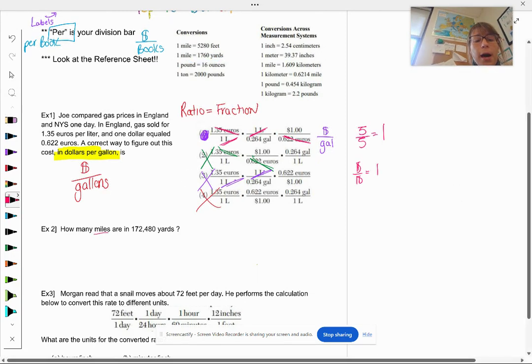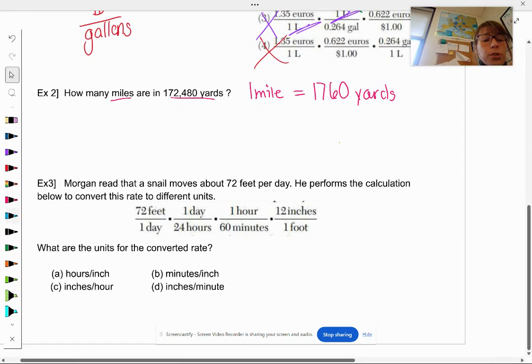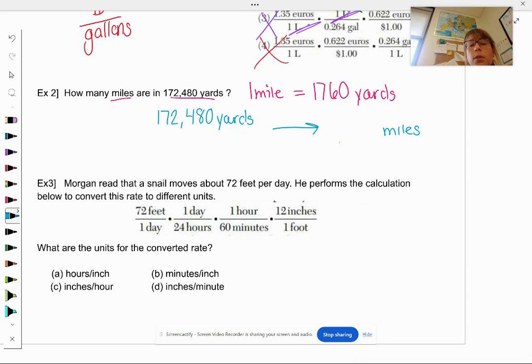So I'm talking about miles to yards here, and there is one piece of information that really talks about miles to yards, and that is that 1 mile equals 1760 yards. So we're gonna have to use that information to make this conversion here. So they're starting me off with a number of yards. So I have this many yards, and I am trying to convert that into how many miles. So how can I use this information to turn me into miles?